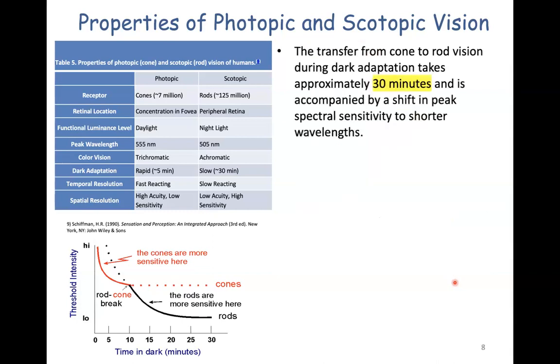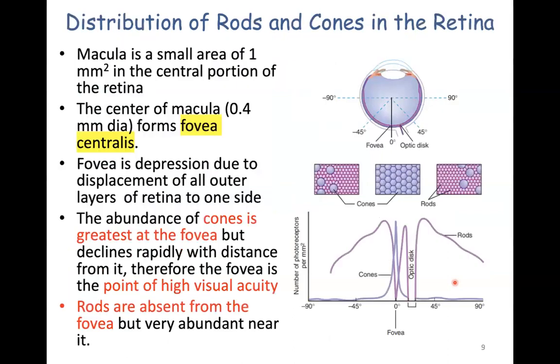Finally, the transfer of your eye's ability to go from seeing in bright light to seeing in very, very dim light takes about 30 minutes, typically. And that's all you need to know from here. All right, now coming to the distribution of rods and cones in the retina.